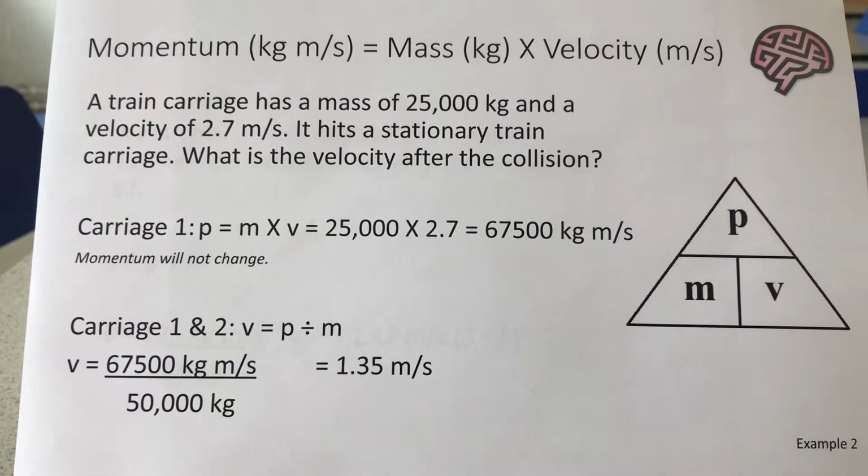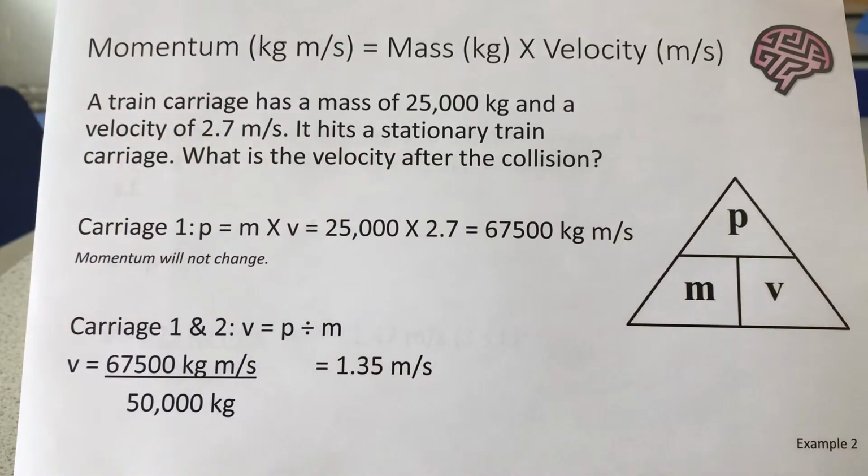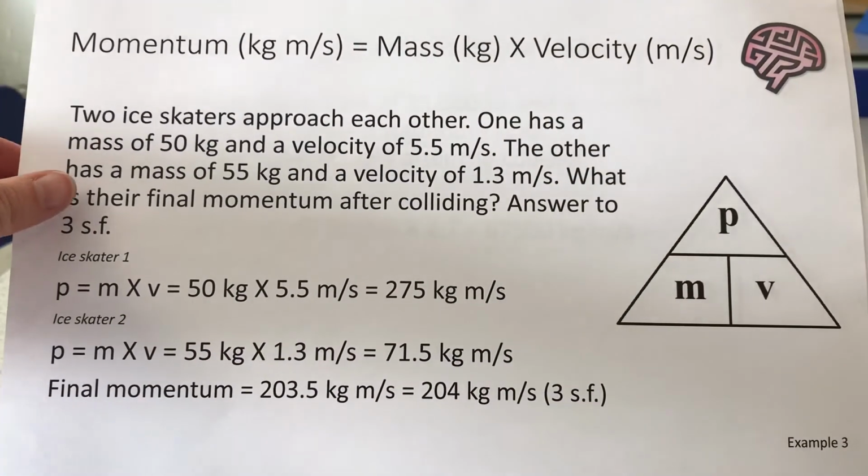And it makes sense, okay? We started off with a higher velocity, 2.7. It's just collided with a stationary object. Some velocity is going to be lost there. So we've got a smaller velocity at the end, 1.35 meters per second. So that's example 2. Let's look at example 3.